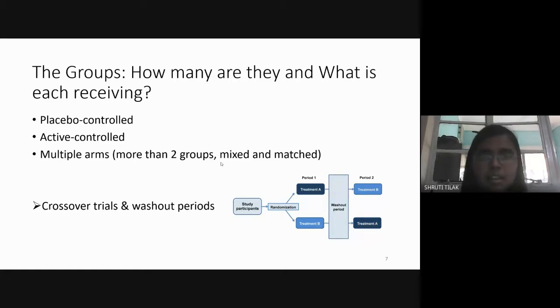And then, honestly, a lot of times there can be multiple arms. So you have a placebo arm, you have your study group, then you have your placebo control group, and you have an active group. That is also a scenario that you can do.